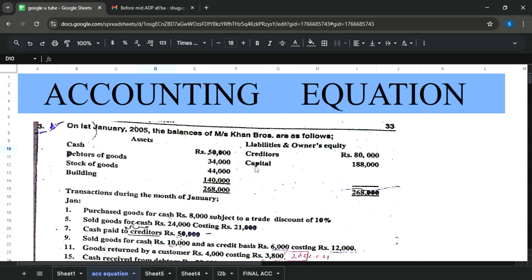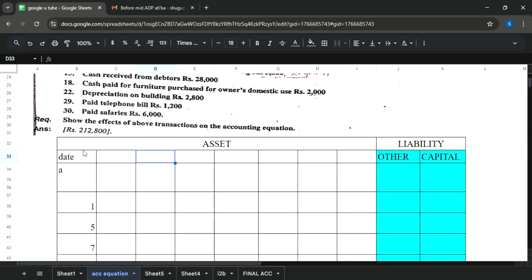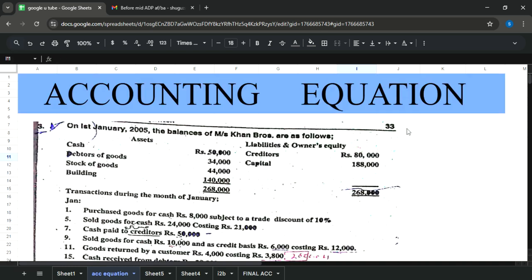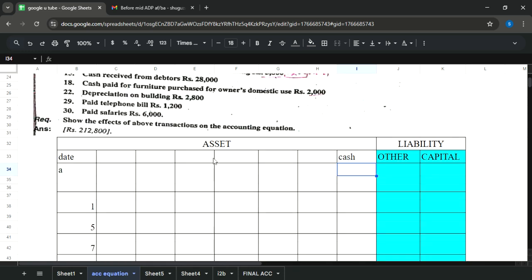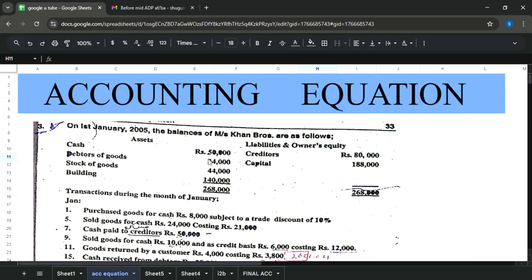Let's begin. From the asset side, we will start. First, we will create the cash column. You may write at any column, so I am going to write cash over here. The first amount of cash is 50,000. Just put 50,000 over here. Now please note it down: there is no increase or decrease. It's simply the amounts which are already provided by the book. So you will note it down.